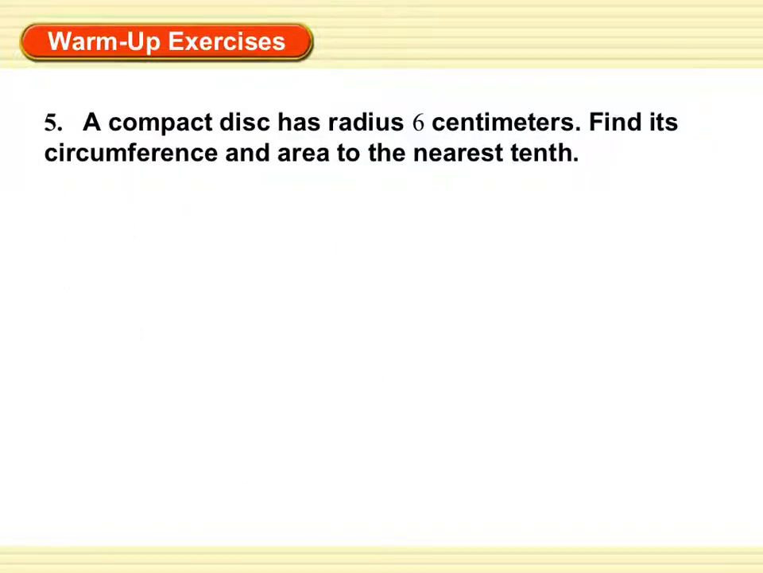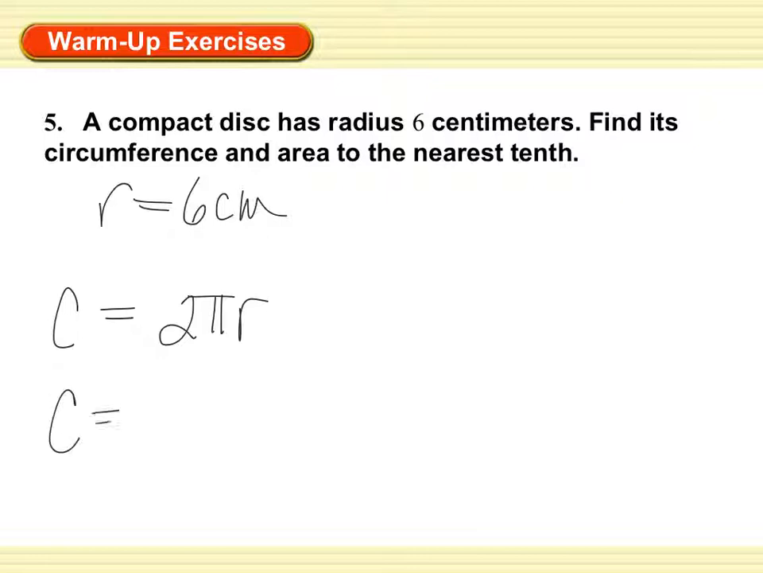All right, last one. A compact disc has a radius of 6 centimeters. Find its circumference to the nearest tenth. Here's your reminder. Circumference is 2 pi r. Go ahead and substitute 6 for r. And we get 37.7 centimeters.